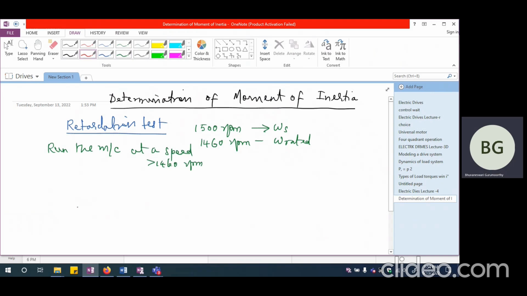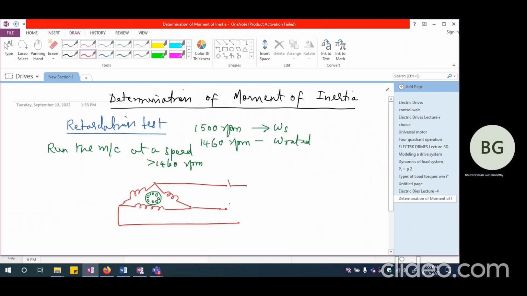When you run a three-phase induction motor, assume that this is the stator winding of the three-phase induction motor, and I'm going to show the squirrel cage somewhat like this. This is the cage, the representation of the rotor cage. Now these three-phase terminals are connected to the three-phase supply, maybe through a switch. So this is A, this is B, and this is C, which is the three-phase supply.